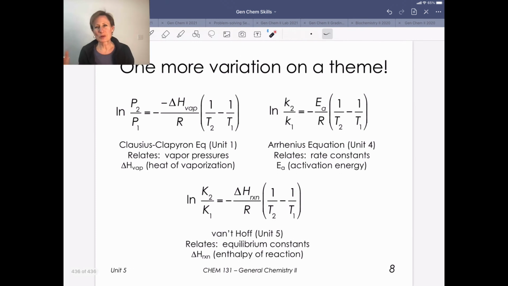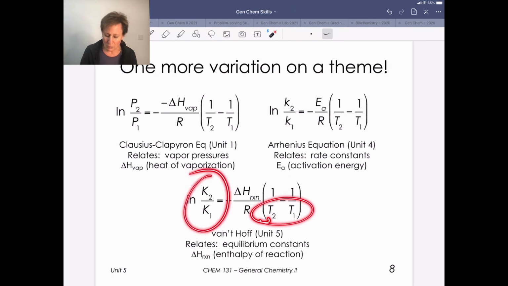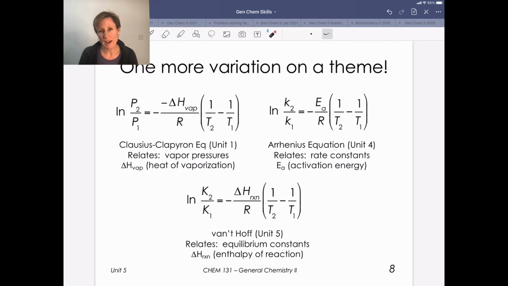All right, one more sort of variation on a theme. Remember, we saw in Unit 1 this equation that allowed us to measure the vapor pressure of gases at different temperatures, and we could use that to get the enthalpy of vaporization. Well, in our last unit, our kinetics unit, we could measure the temperature dependence of rate constants and use that to get an activation energy. We've got one more flavor of this equation, which looks at the temperature dependence of equilibrium constants. And we can use that to get the enthalpy of a reaction.